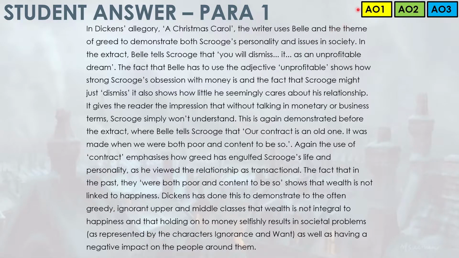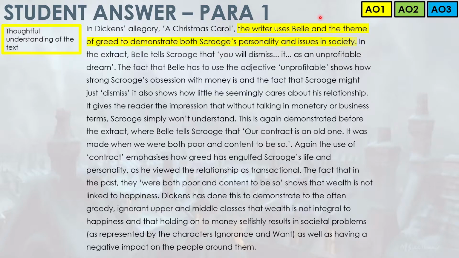So I've put the AOs up here in the top right. AO1 is knowledge and understanding. AO2 is analysis of language, form and structure and effects on the reader, and AO3 is context. And as we go through the paragraphs, I'm going to highlight some key points that this person is doing and show how they are meeting the AOs in depth.